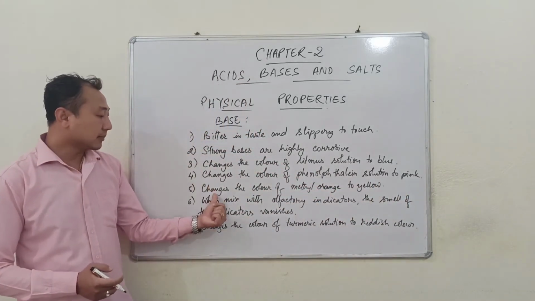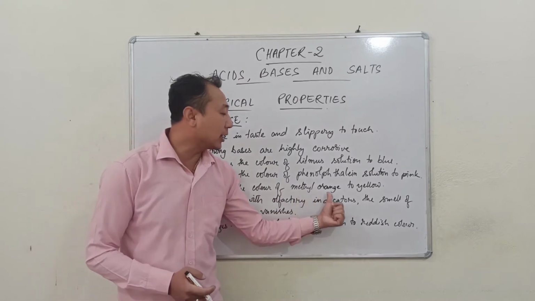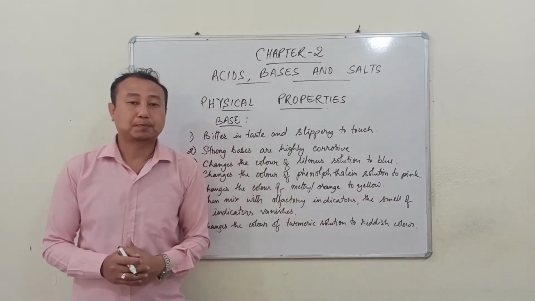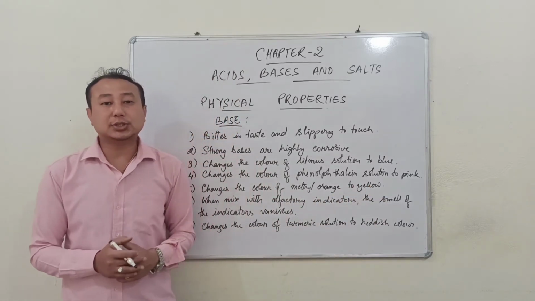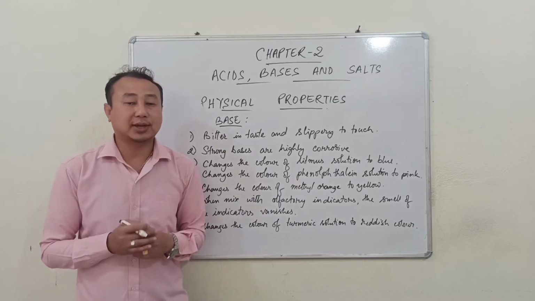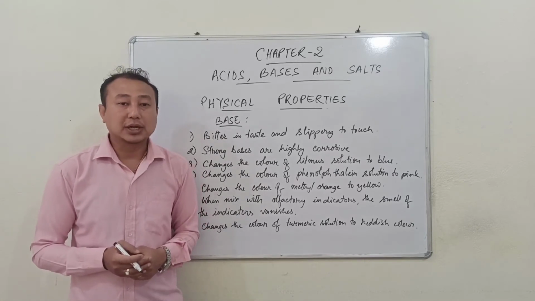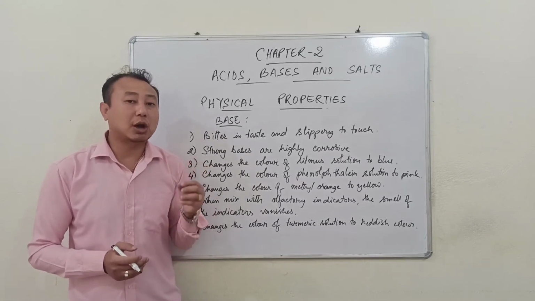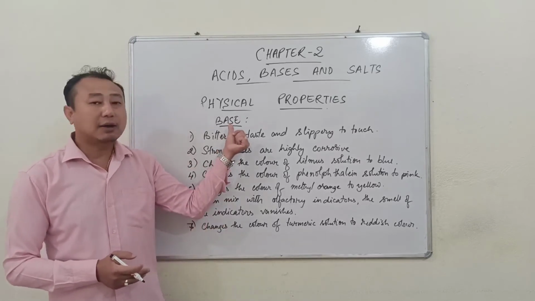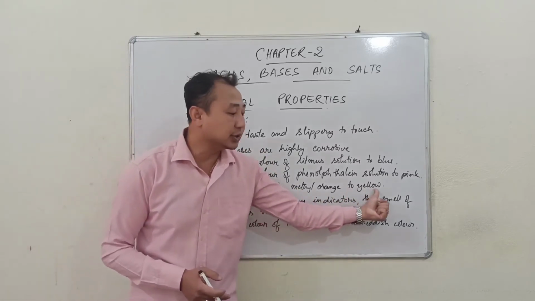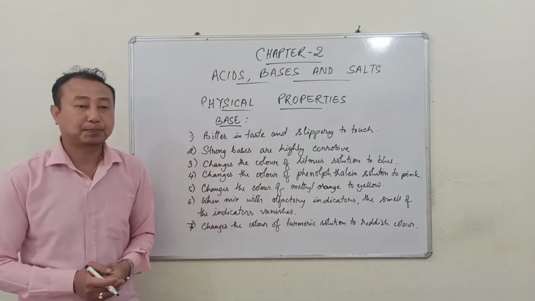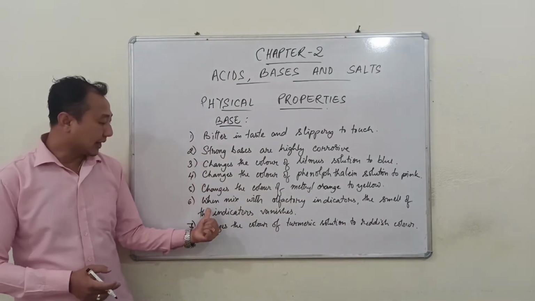Next one. Changes the color of methyl orange to yellow. Methyl orange, as discussed before, is an orange color indicator solution. So in this orange solution of methyl orange, if we put a few drops of base, then the color changes into yellow. Now, let's come to the next one.